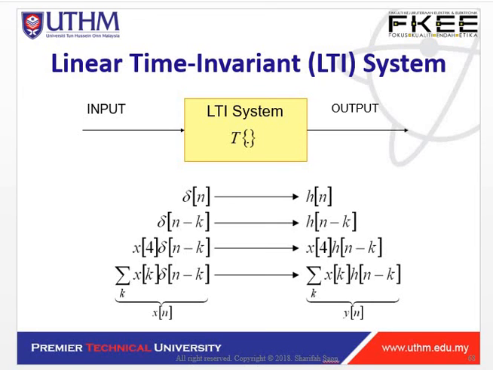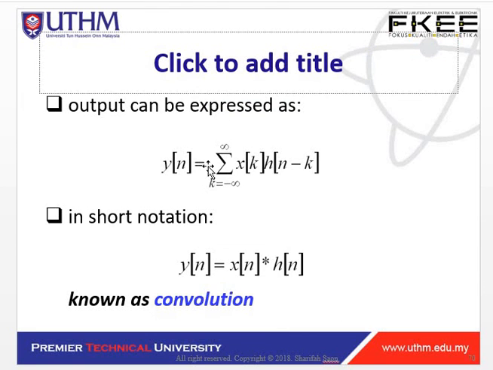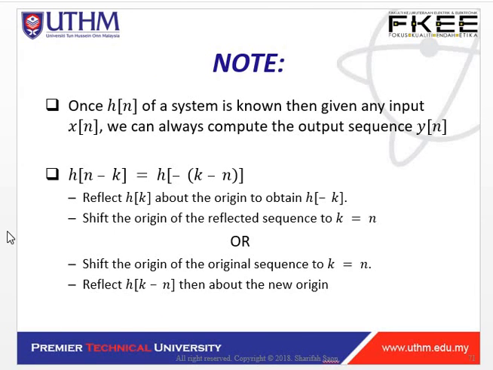So the output can be expressed like this: y[n] equals the summation of x[k] h[n-k]. In short notation, you can write y[n] equals x[n] convolved with h[n]. This we name the convolution process. Once the h[n] of the system is known, then given any input x[n], we can always compute the output sequence y[n]. In the convolution, it's quite common for you to see h[n-k].